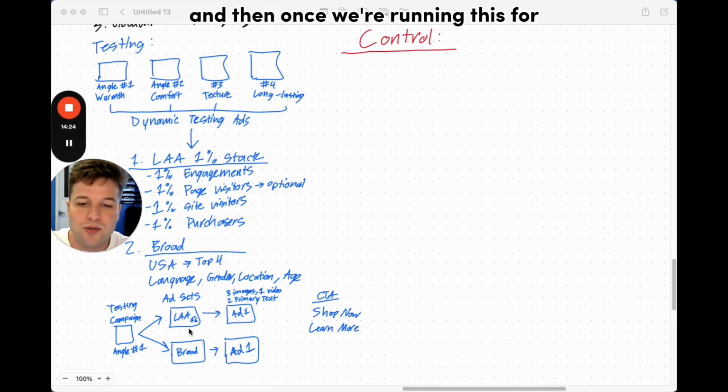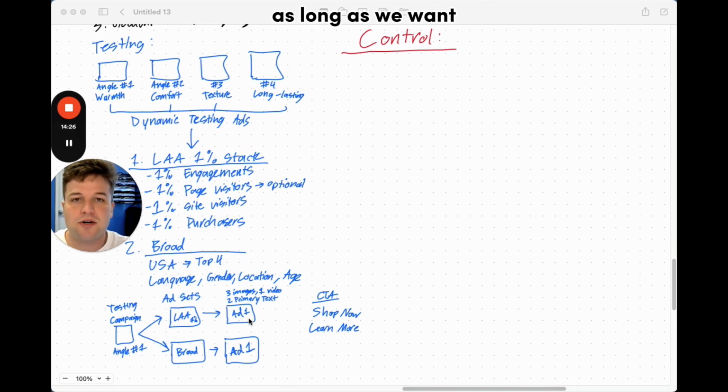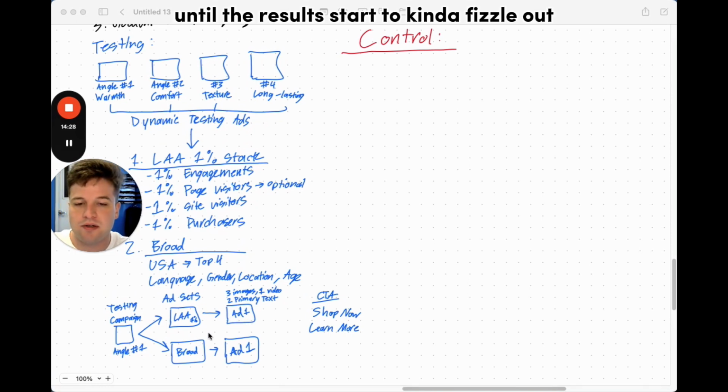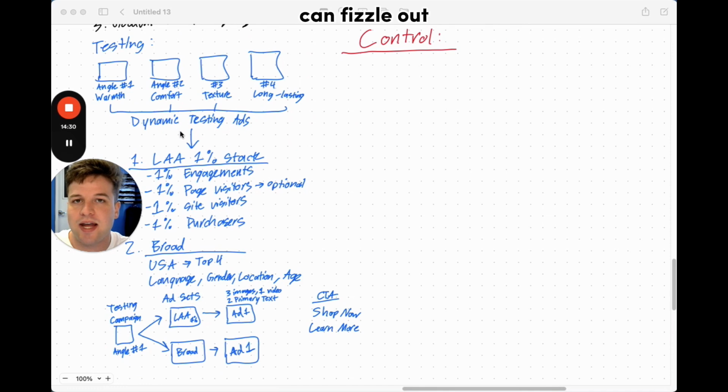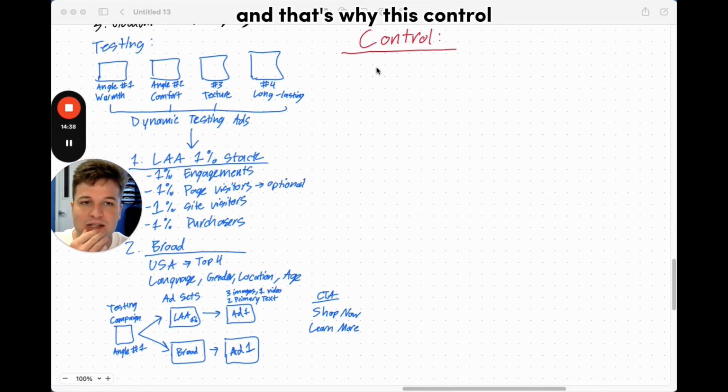And then once we're running this for as long as we want, until the results start to fizzle out, because these dynamic testing ads can fizzle out a little bit more than the control ones, where they're just static ads, normal ads, like as we know. And that's why this control is necessary.